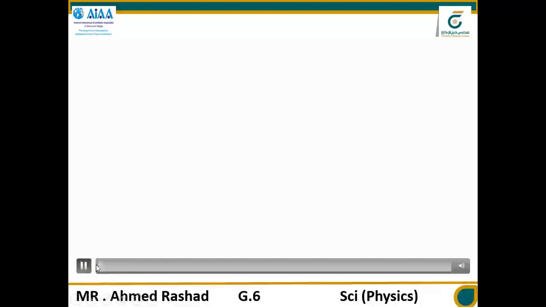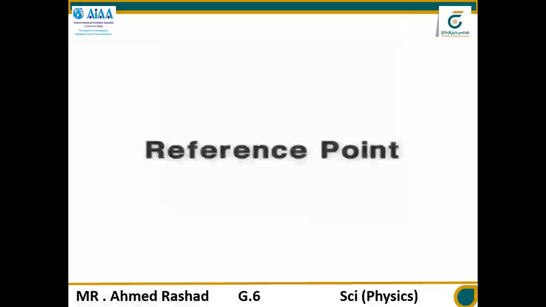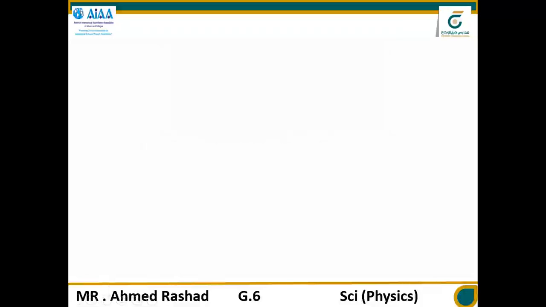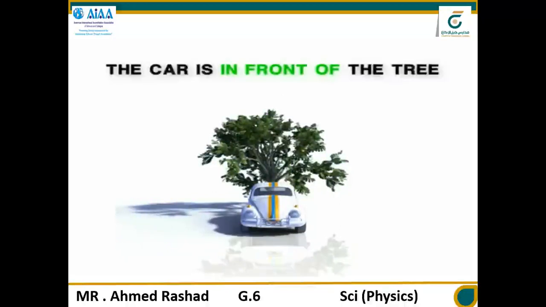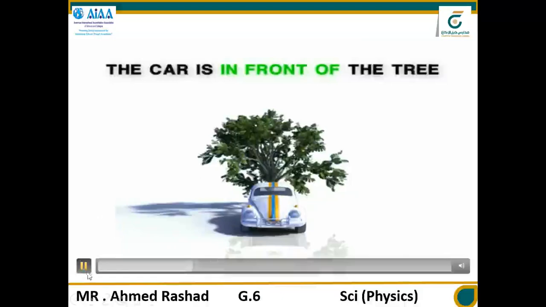In order to describe the position of an object, you need a reference point and a set of reference directions. It is difficult to describe the position of the car because we do not have a reference point. A reference point can be any object. In this case, we will use a tree. Note that the reference point can also be referred to as the origin. The car is in front of the tree. We use the tree as our reference point and in front of as our reference direction to help us describe the position of. So this tree is the reference point to this car.